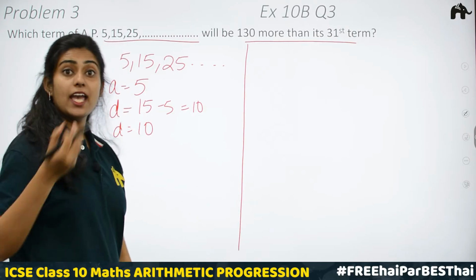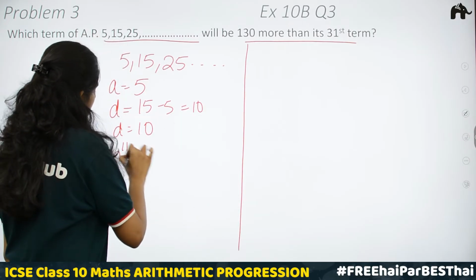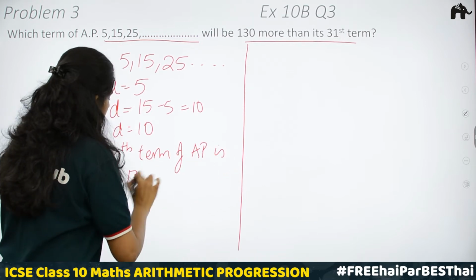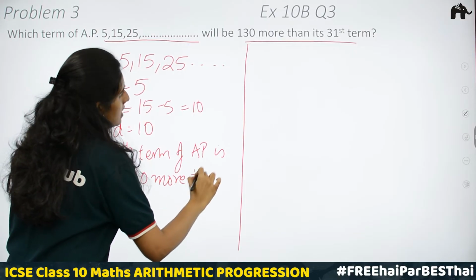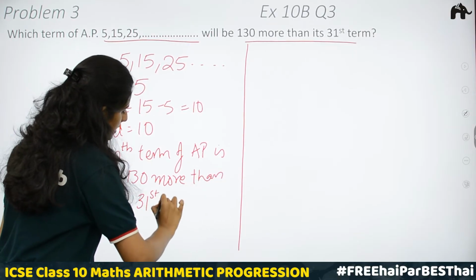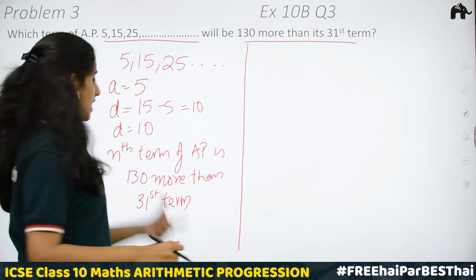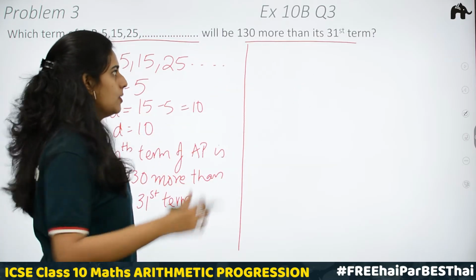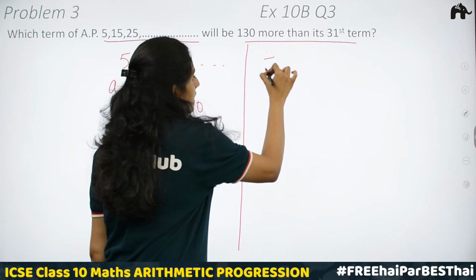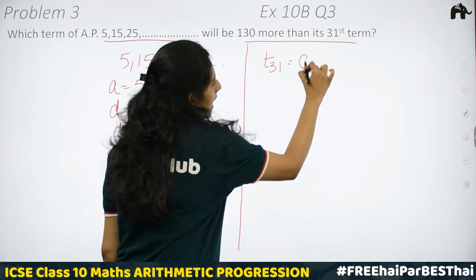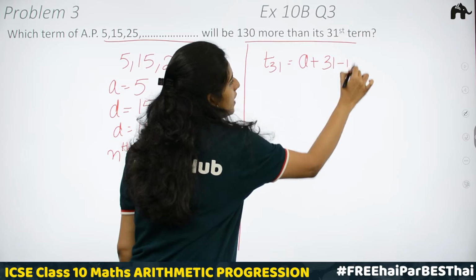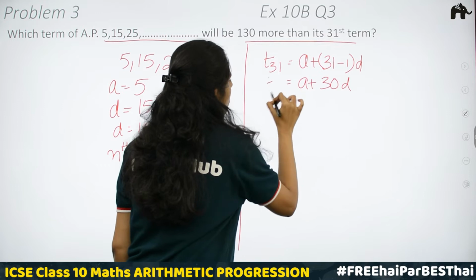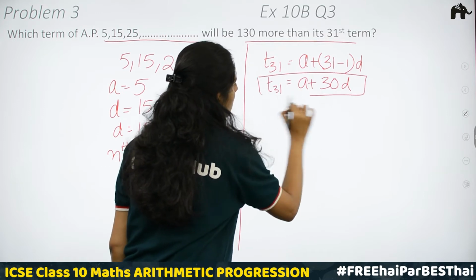Let us take it as the nth term. The nth term of the AP is 130 more than the 31st term. We are considering the nth term as a term which is 130 more than the 31st term. How can you write the 31st term? T31 is A plus 31 minus 1 into D, or that is A plus 30D. We got T31 is equal to A plus 30D.